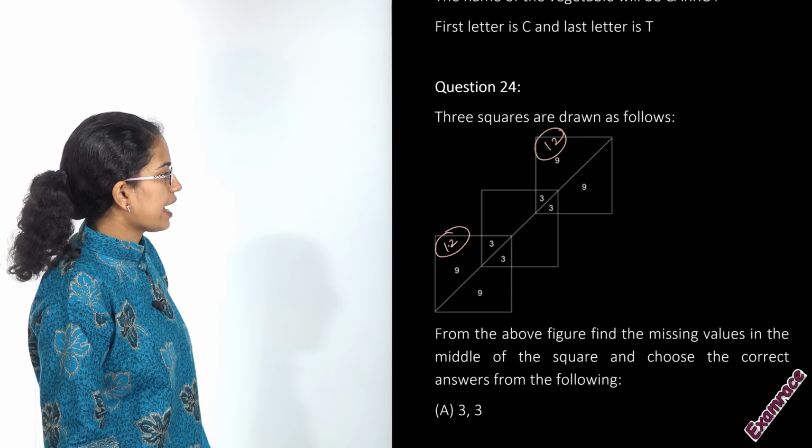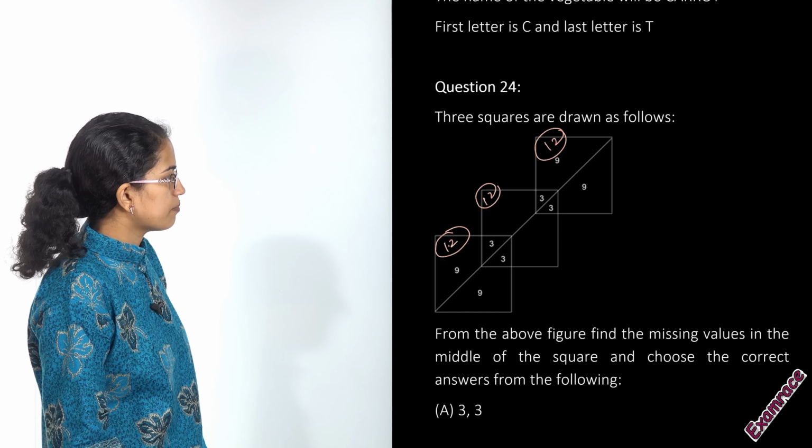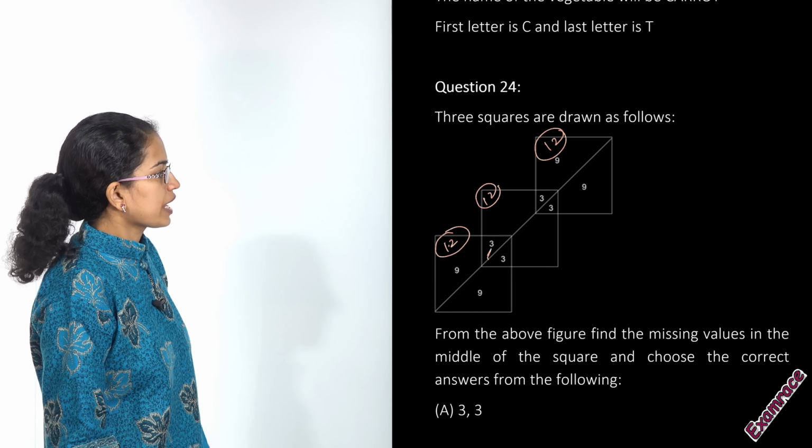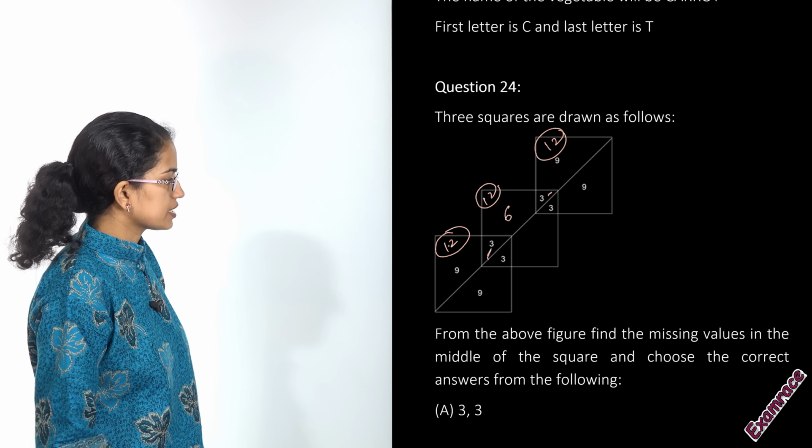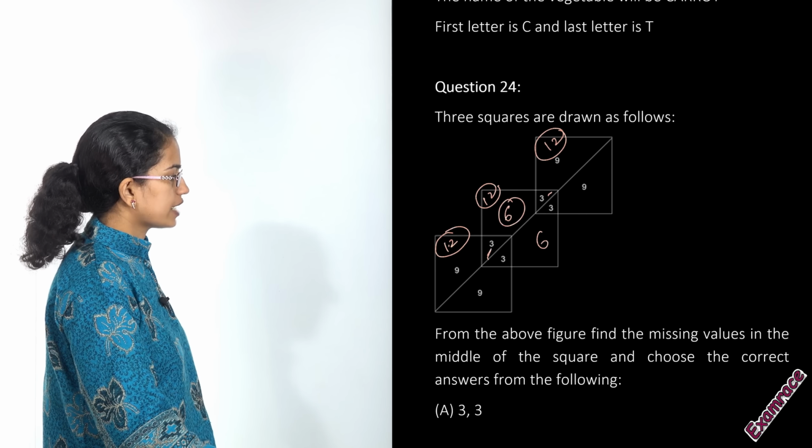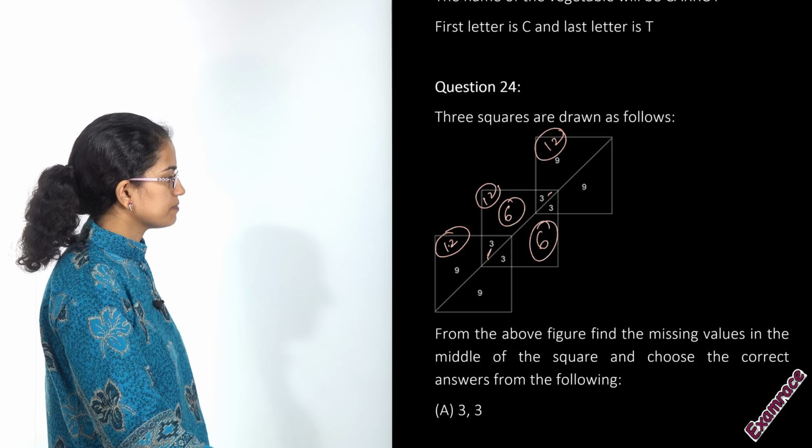So here already I have 3 and 3. So what should be the number here? The number here should be 6. And similarly, again here it would be 6. So 6 and 6 would be the right pair of answers for this question.